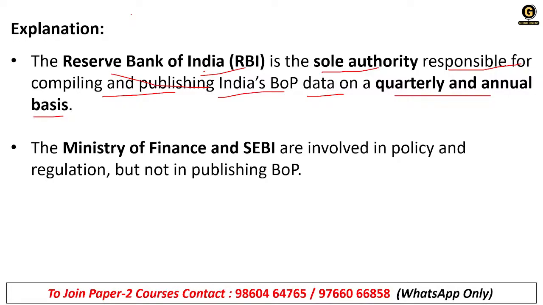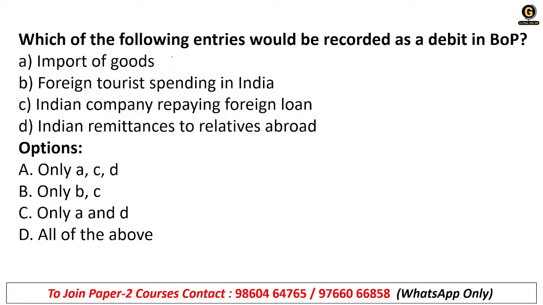The Ministry of Finance and SEBI are involved in the policy and regulations, but not in publishing the BOP. So RBI is the responsible body who releases the data, quarterly and annually. The RBI provides the details about the current account, the capital account, and the overall BOP position of India. So remember this point, RBI is the responsible body for publishing the BOP data.